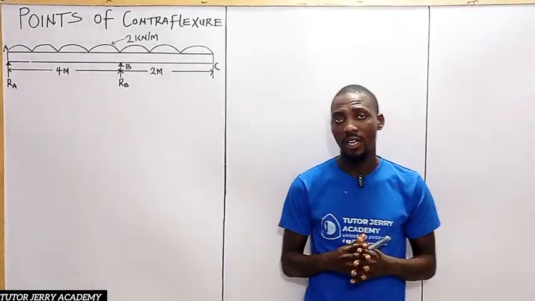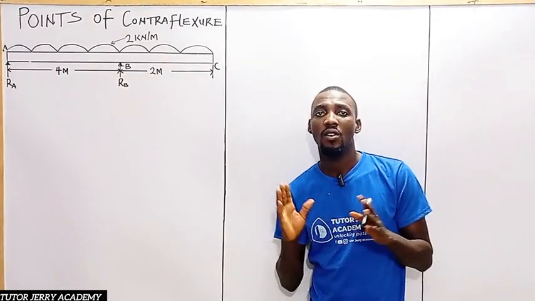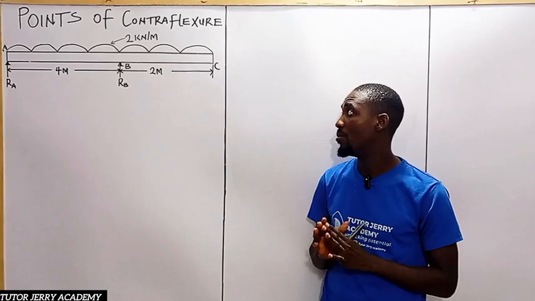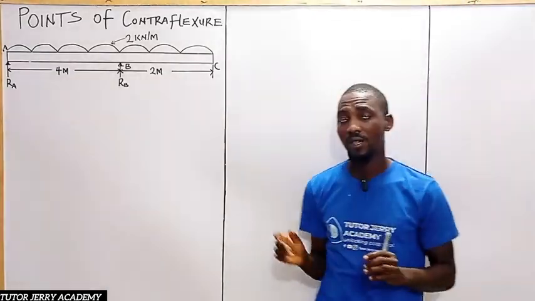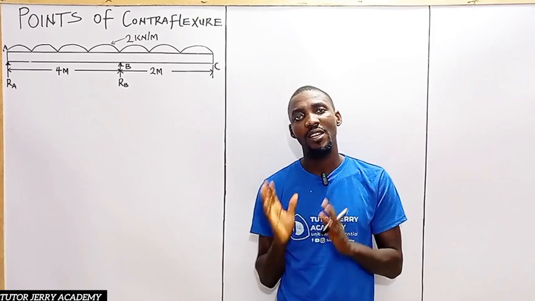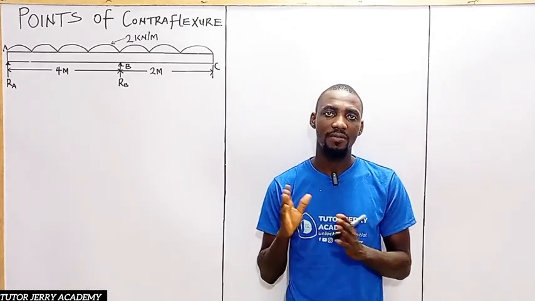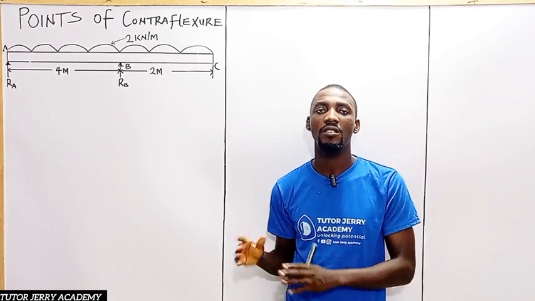Hello and welcome. Let's dive into another concept of shear force and bending moment, which is point of contraflexure. And what do you mean by contraflexure? Point of contraflexure is the point where bending moment is equal to 0 after it changes its sign from positive to negative or from negative to positive.